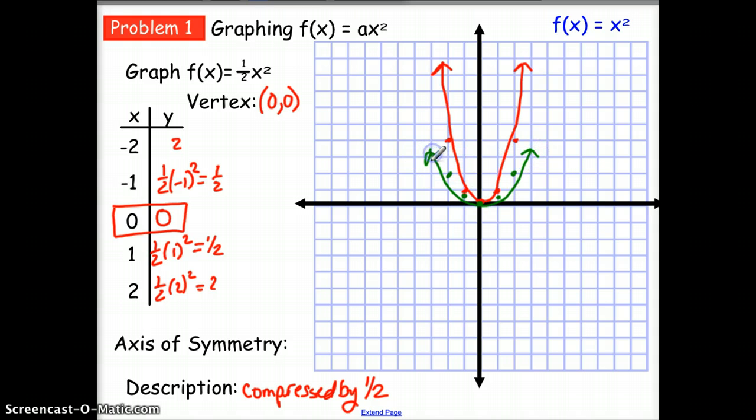Oh, I missed those dots. You guys do better, right? It's compressed. It's spread out. The axis of symmetry, though, is still at x equals 0. If I fold on this vertical line here, the left side and the right side will match up.